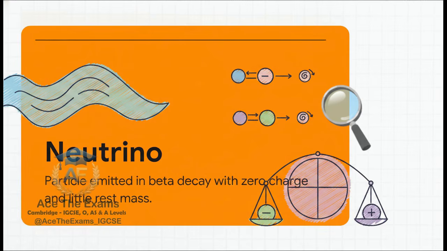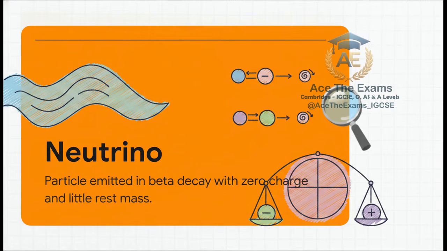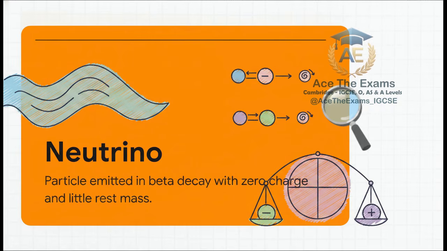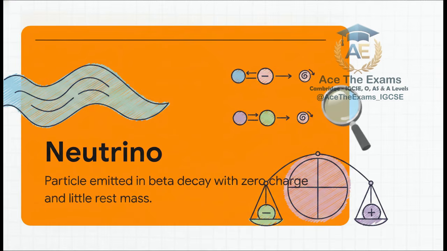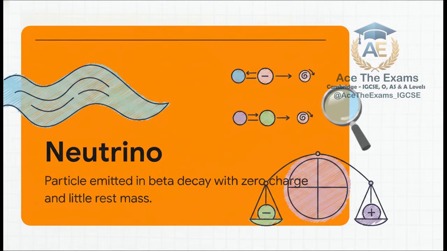The neutrino and its antimatter counterpart, the antineutrino, are bizarre little particles emitted in beta decay that have exactly zero charge and virtually zero rest mass. They perfectly share the available energy with the beta particle. If the beta particle takes a little energy, the neutrino takes a lot. If the beta particle takes a lot, the neutrino takes a little. The sum is always constant.